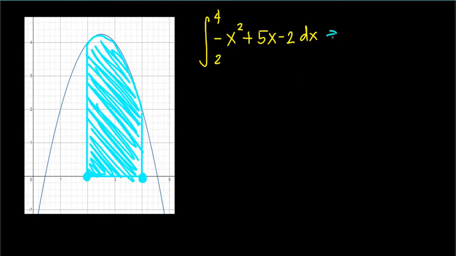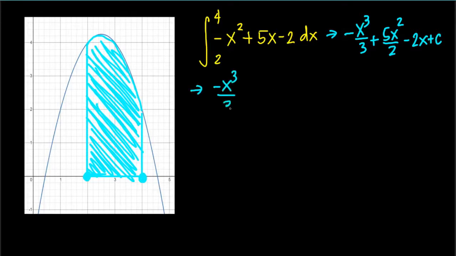Okay, again, we start with the definite integral. So, again, we start with the indefinite. So, this becomes -x cubed over 3 plus 5x squared over 2 minus 2x plus c. Indefinite. Now, to process this, it becomes -x cubed over 3. There is nothing to simplify here, so just copy. 5x squared over 2 minus 2x. We no longer include c.